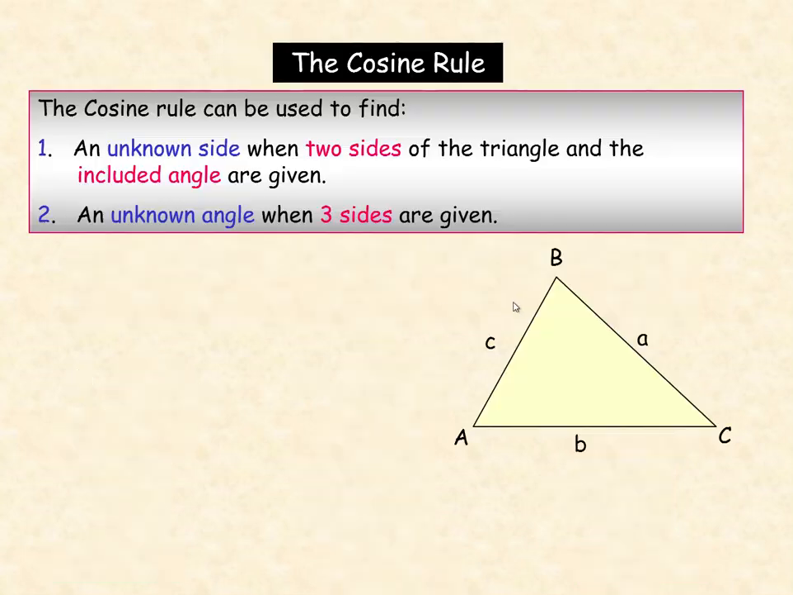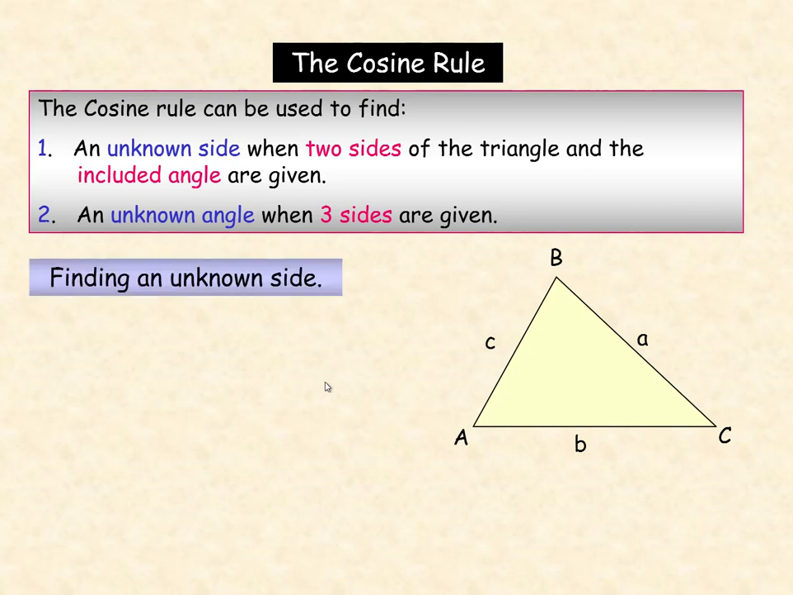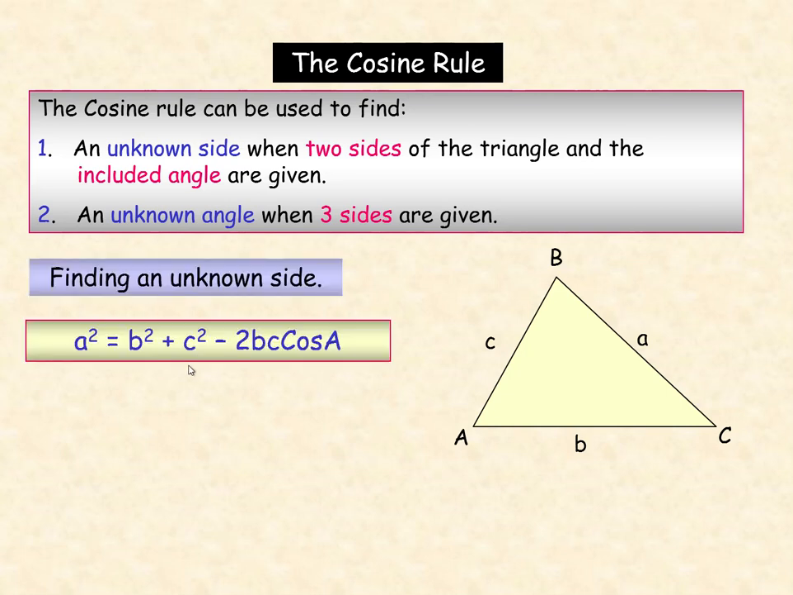So, cosine rule is used to find an unknown side when two sides and the included angle are given, or an unknown angle when three sides are given. What we're going to look at today is the first one, finding an unknown side when two sides and an included angle are given. So the angle has got to be between the two sides. And that's our formula: a squared is equal to b squared plus c squared minus 2bc cos A.